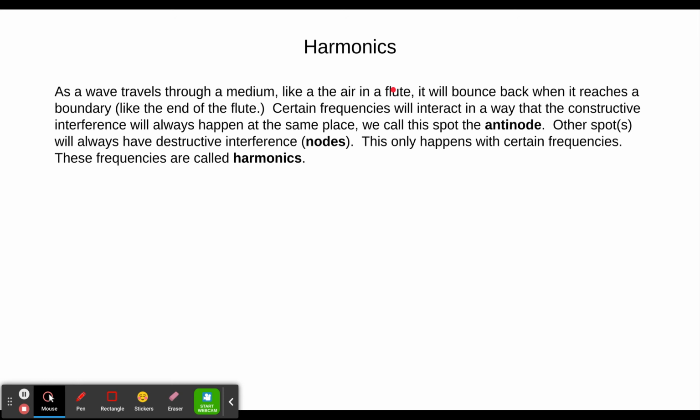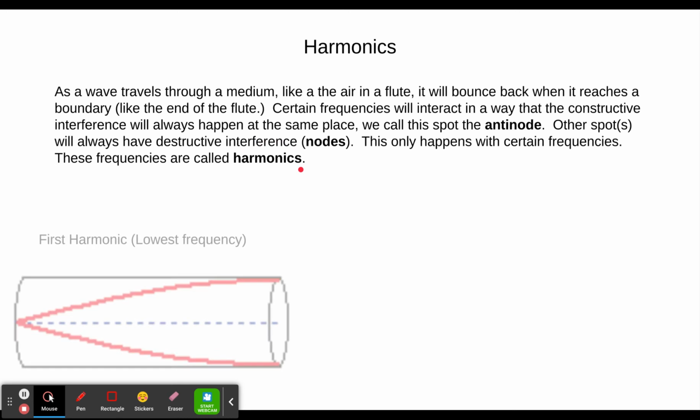As those waves bounce back and forth between the open and the closed end, there are spots where they will constructively interfere, and those are called antinodes, and other places where they'll destructively interfere are called nodes. Only certain frequencies match up just right as they bounce back and forth, and those particular frequencies are called harmonics. The lowest level harmonic is the first harmonic.